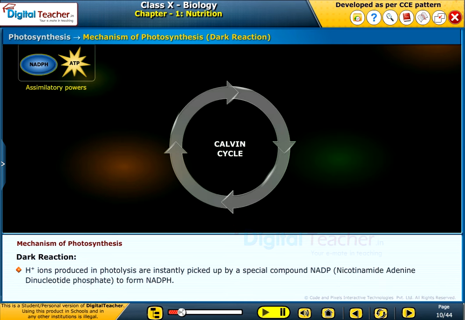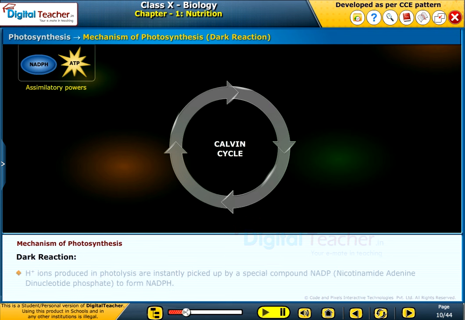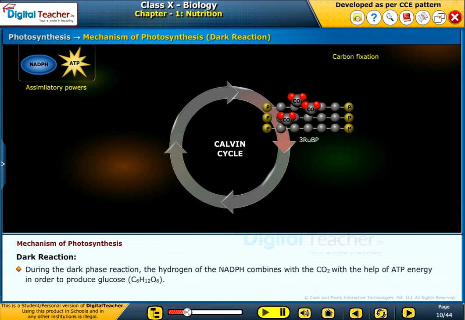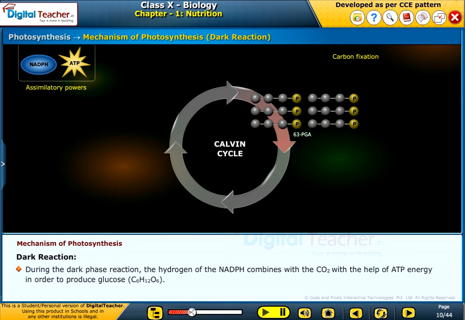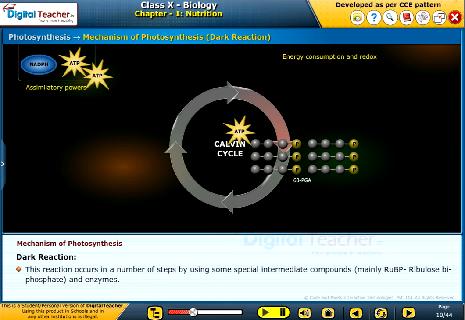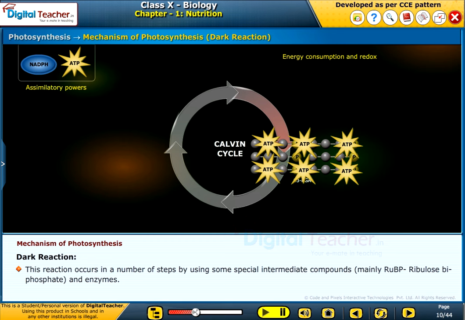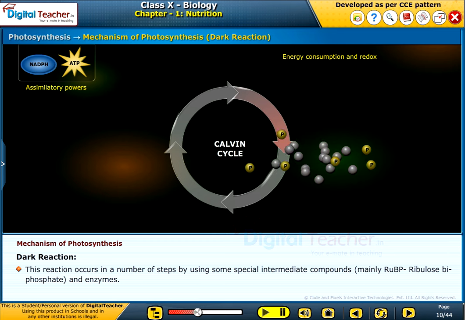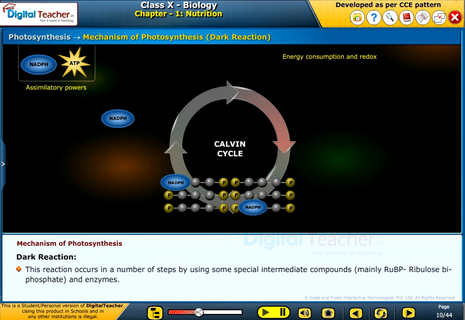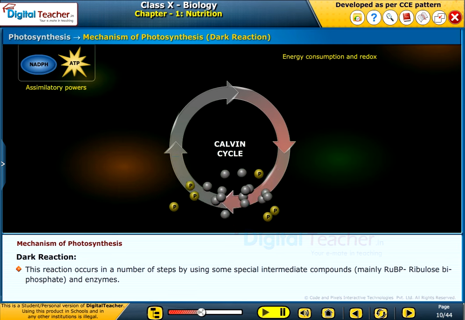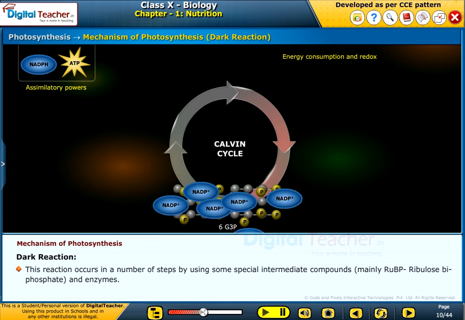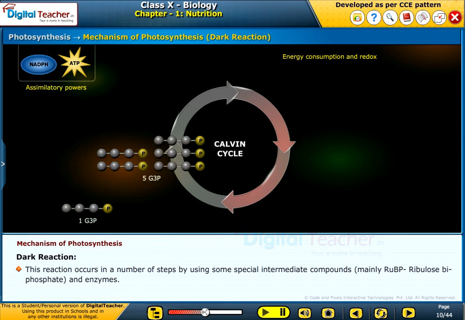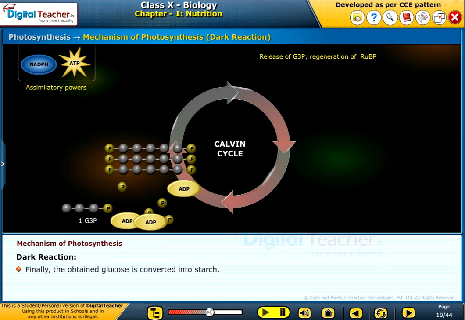Hydrogen ions produced in photolysis are instantly picked up by a special compound NADP to form NADPH. During the dark phase reaction, the hydrogen of the NADPH combines with the carbon dioxide with the help of ATP energy in order to produce glucose. This reaction occurs in a number of steps by using some special intermediate compounds, mainly RuBP, ribulose biphosphate, and enzymes. Finally, the obtained glucose is converted into starch.